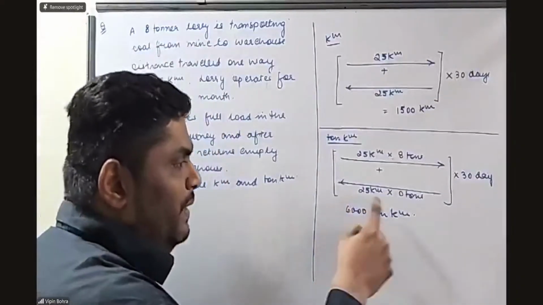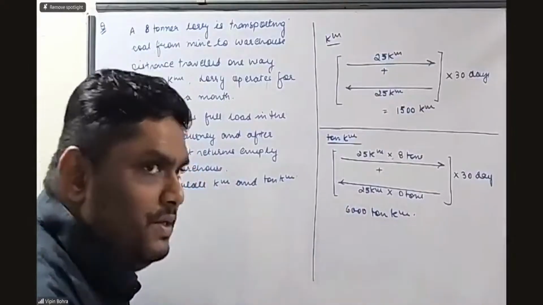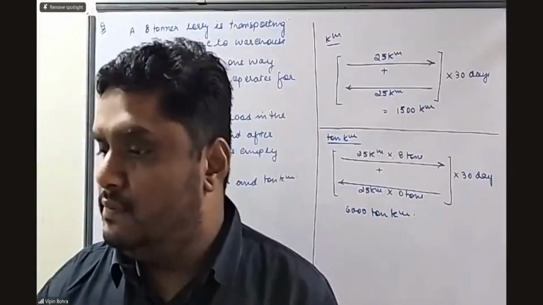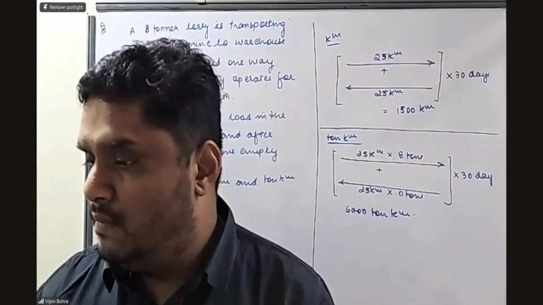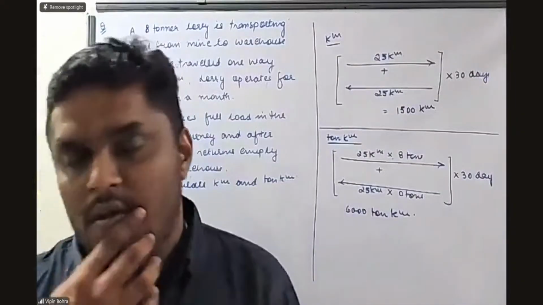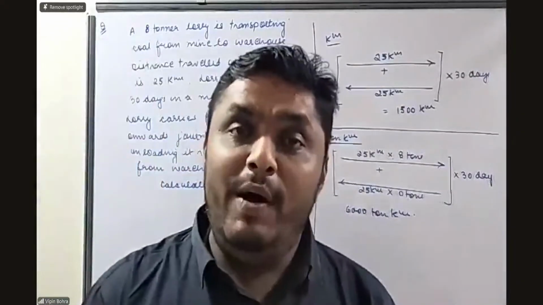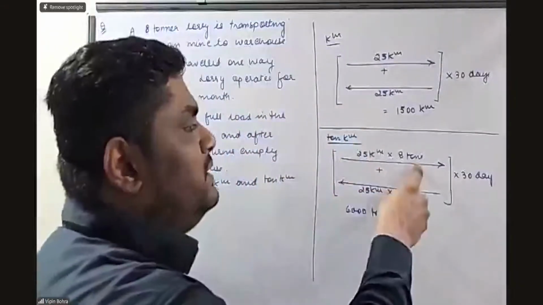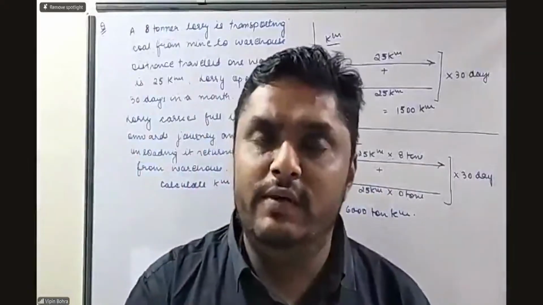Return journey kilometers into how many tons? 0 tons. So that's why it is 6000 ton kilometers. See, when talking about the charging part, they will be charged for how many ton kilometers? 25 into 8 into 30 days. This much only kilometers that will be charged.